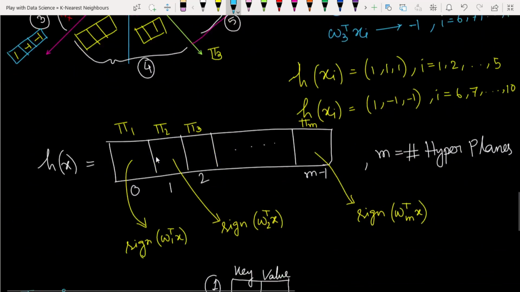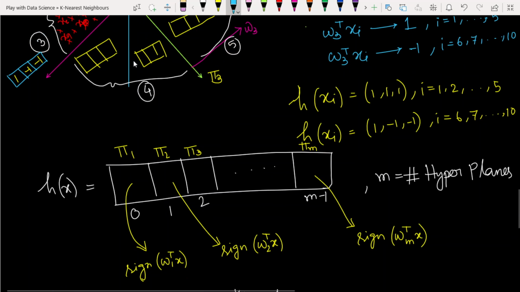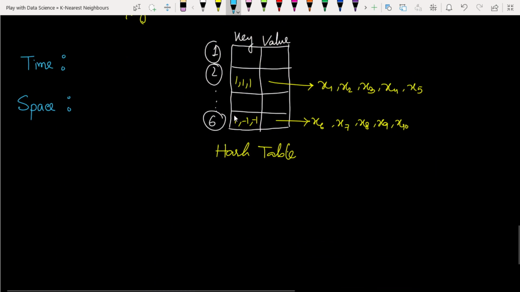So the space we have to take to store these n points: we have to store all n points, and we also require d dimensional space because of this calculation. Because we have to store n points of d dimensions, our space complexity will be order of nd.